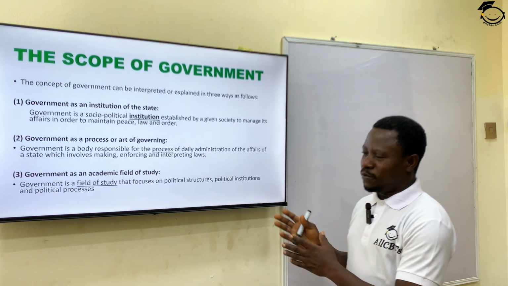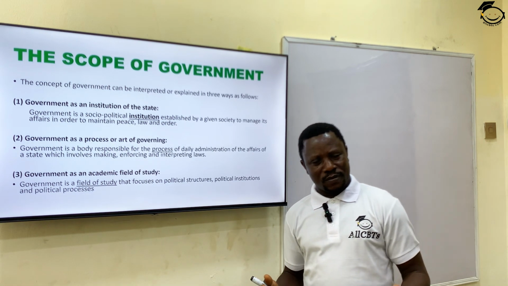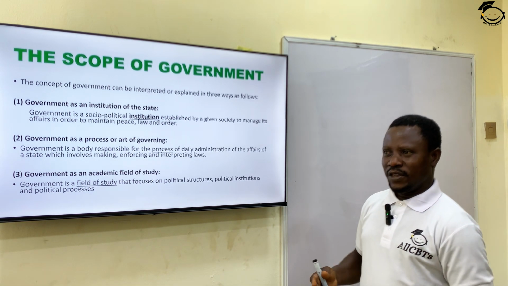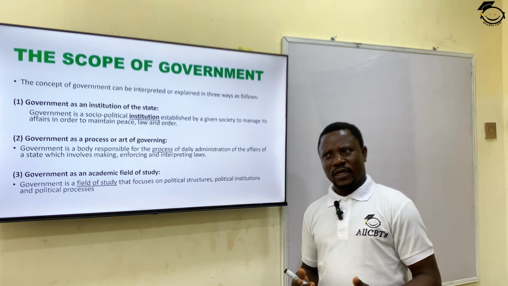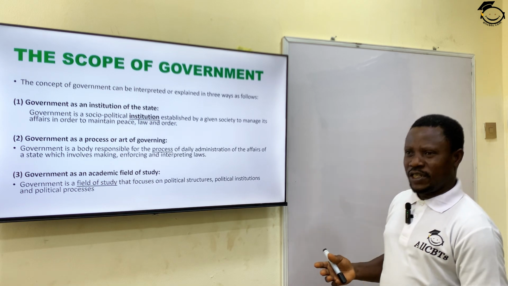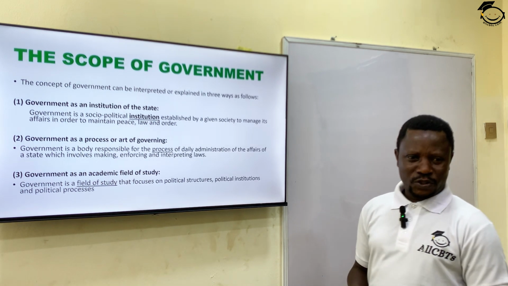And that is why this subject is very important for those that are studying either public administration, political science, international relations, even law, sociology, psychology, philosophy. This subject is good for you as a basic foundation as you move higher in your study.